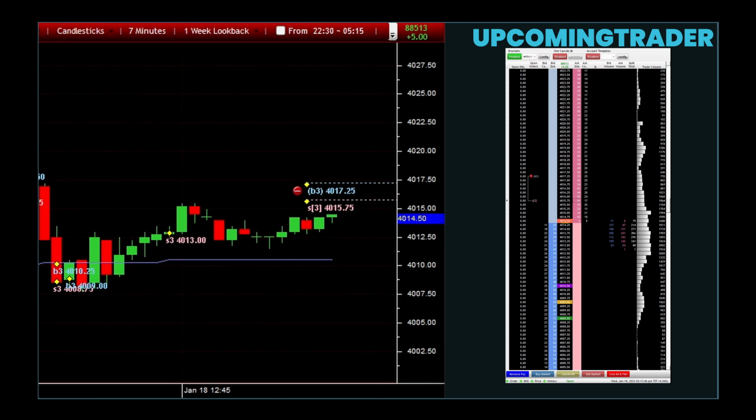A falling wedge formed during a downtrend that aligns with a high volume zone may suggest a potential bullish reversal as sellers lose momentum. Similarly, a rising wedge formed during an uptrend and supported by significant volume can indicate that buying interest is waning, signaling a potential bearish reversal.